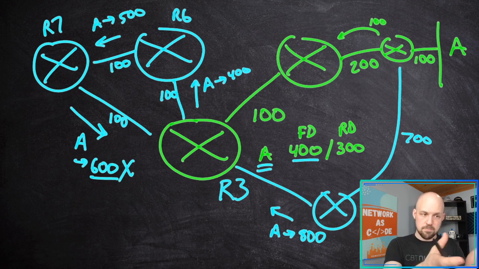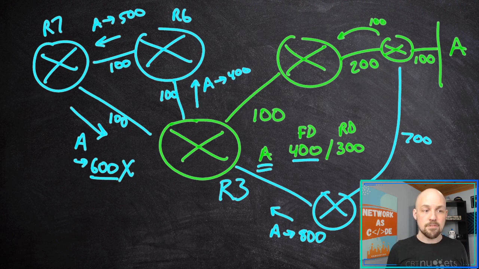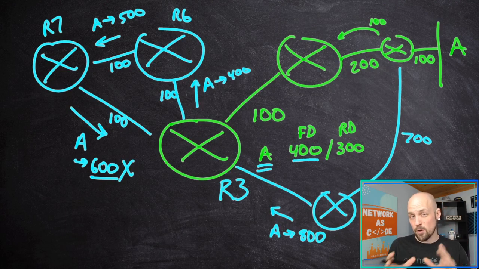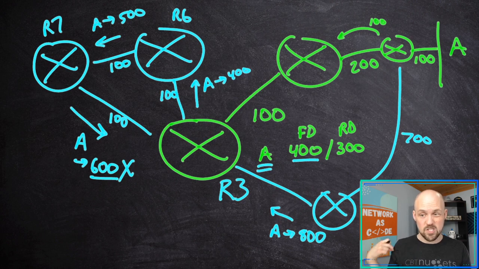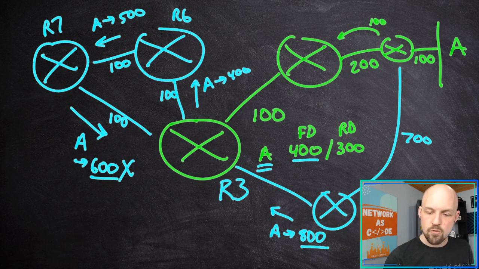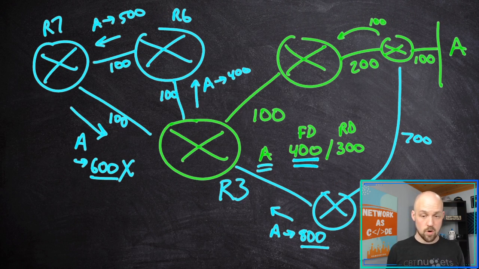You know, this scenario up in the upper left, that is a loop. We understand that that's somebody coming back to router 3 and telling them that I've got a path to A, even though it goes through router 3. But the bottom right situation is different. That just has a slower link. But we have to treat both scenarios the exact same. And so if our reported distance coming in is greater than my feasible distance, then I'm not going to store it in my topology table. I'm going to ignore it.